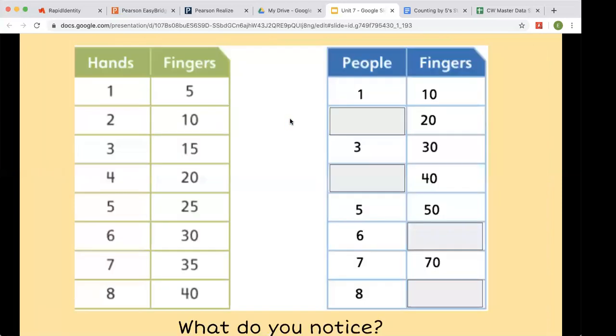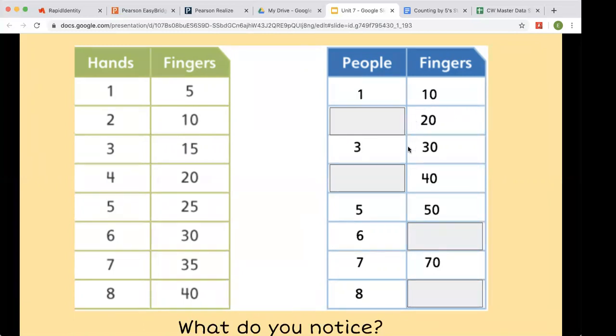So here, let's try this out together. So this chart, the green chart, hands and fingers. For every 1 hand, 5 fingers. For every 2 hands, 10 fingers. Now let's talk about people, because we know that people, we have 2 hands. And for each hand, we have 5 fingers. So we have to add 5 plus 5, which gives us 10. So one person has 10 fingers.